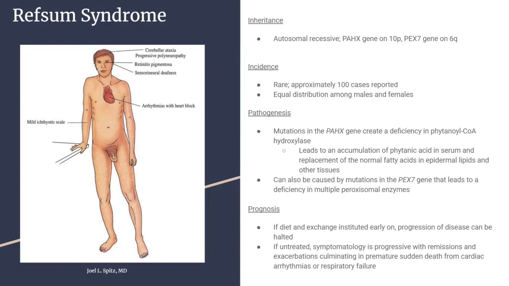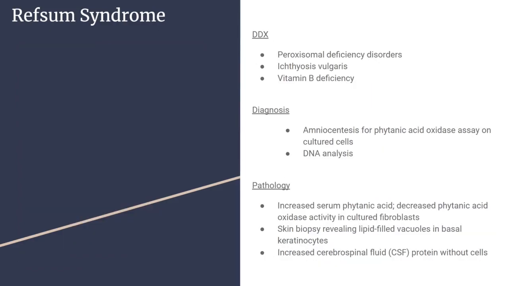Mutations specifically in PAHX create a deficiency in phytanoyl-CoA hydroxylase, which leads to accumulation of phytanic acid, hence the concerns that we brought up in the last PowerPoint slide. You can also have mutations in PEX7, which is like a peroxisomal enzyme deficiency. The prognosis depends solely on how early we can do intervention and exchange processes, and if we can further prevent destruction of the CNS, heart, lungs, etc.